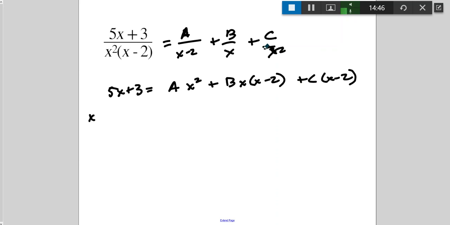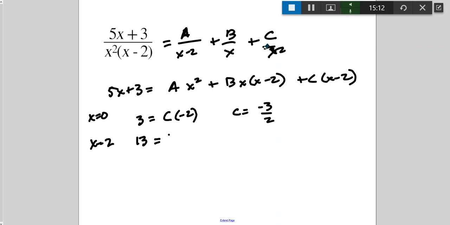So first we'll try x equals 0, and we get 3 equals c times negative 2, so c equals negative 3/2. And then we'll say x equals 2. And that'll give us that 13 equals 4a, or a equals 13/4.